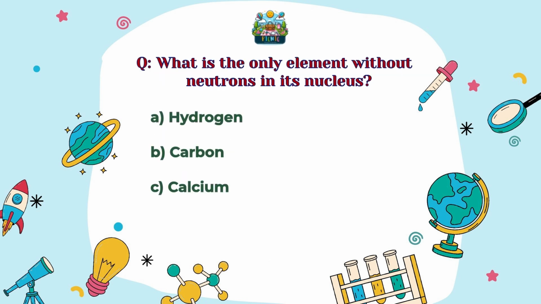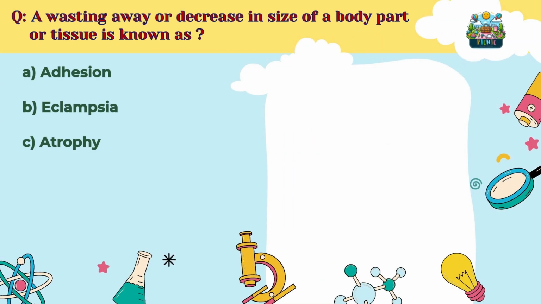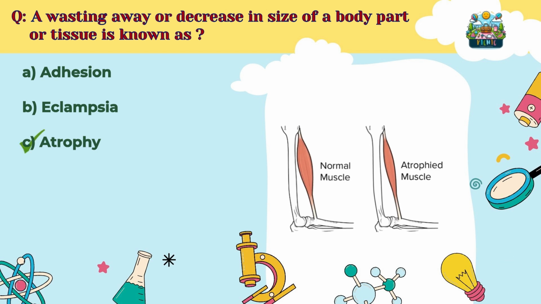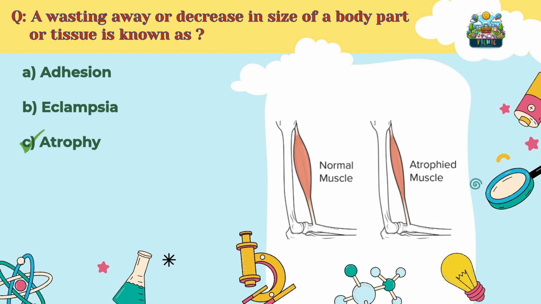What is the only element without neutrons in its nucleus? Hydrogen does not have neutrons in its nucleus. A wasting away or decrease in size of a body part or tissue is known as? Wasting away or decrease in size of a body part or tissue is known as atrophy.